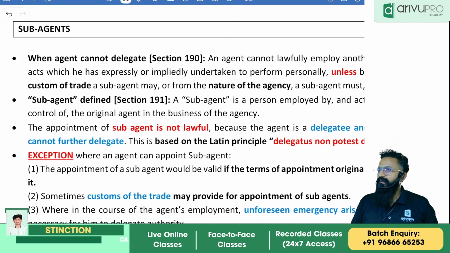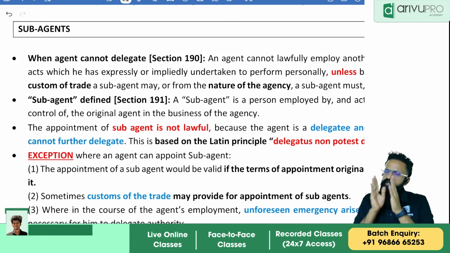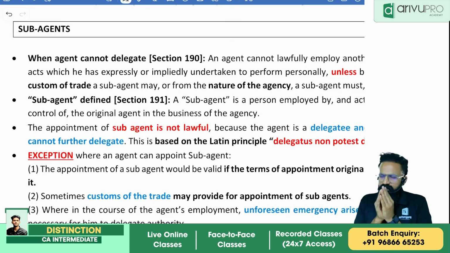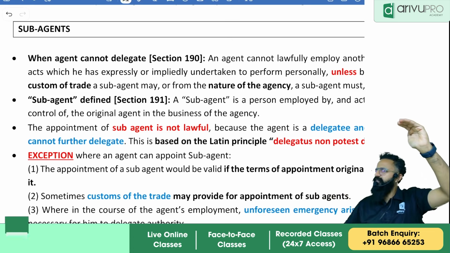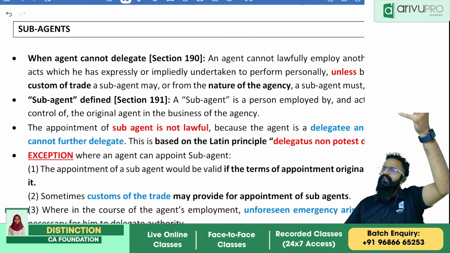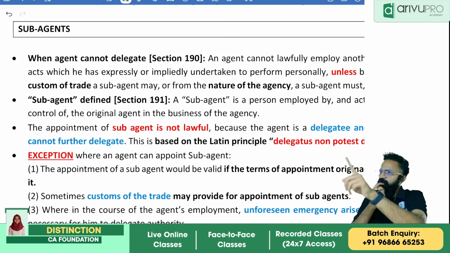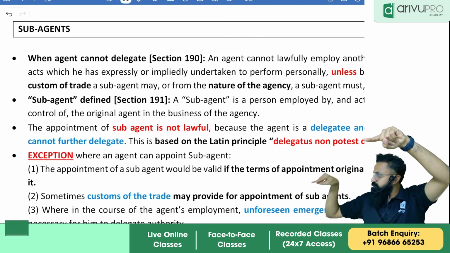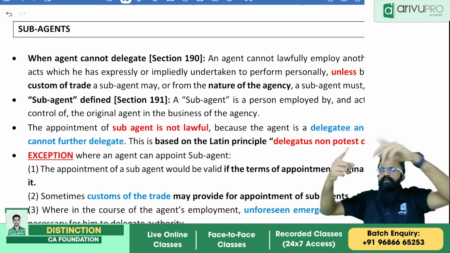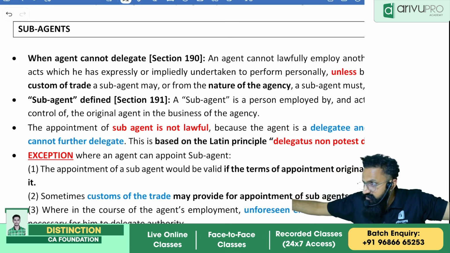Now, we saw it. Sub-agent is nothing but there is a maxim called delegatus non potest delegare. That means a delegatee cannot further delegate. So in general, a sub-agent is not valid, but exceptions are there. If it is not properly appointed, principal is not bound with whatever a sub-agent does. Then whose responsibility will it be? It will be agent's responsibility. One more thing, there is never a privity of contract between principal and a sub-agent. So sub-agent can never file a case on principal for remuneration or any such things.